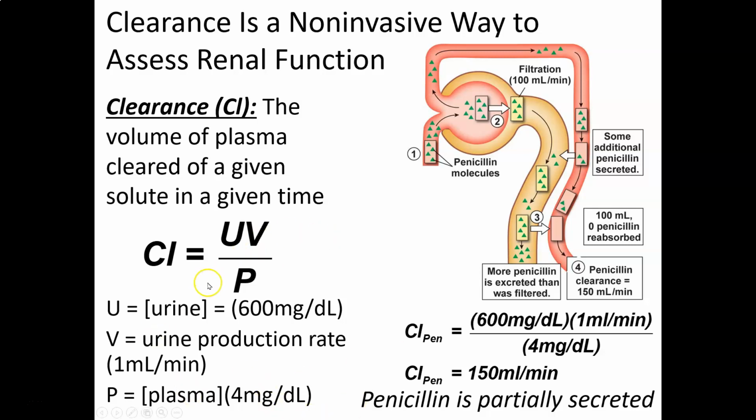So let's say that the urine concentration we measured of penicillin was 600. The urine production, I'll just keep it 1, and the plasma concentration was 4. So we put that into the equation, right? Clearance equals U times V over P. So 600 times 1, U times V is 600, divided by 4, that's my P. That gives me 150 mLs per minute. Since clearance in this case, 150, is greater than 125, it tells us that penicillin is secreted.